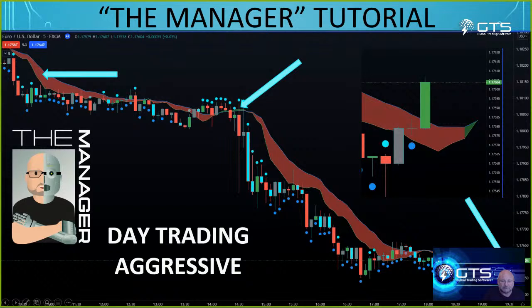Now we can see the cloud change to green here at 1.17604. 33 takeaway for 29. Okay, 29 pips more profit, because we spotted that this went parabolic.